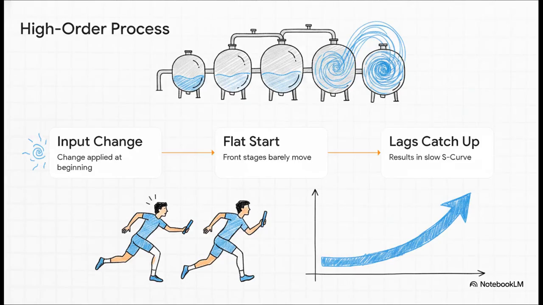Imagine several tanks chained together in a row, or think of a relay race. When you tweak the input at the very beginning of the chain, the front stages barely move at first.